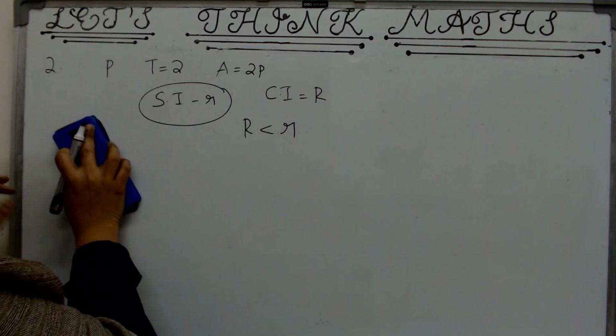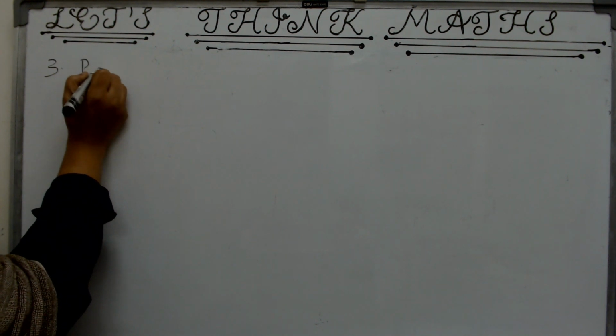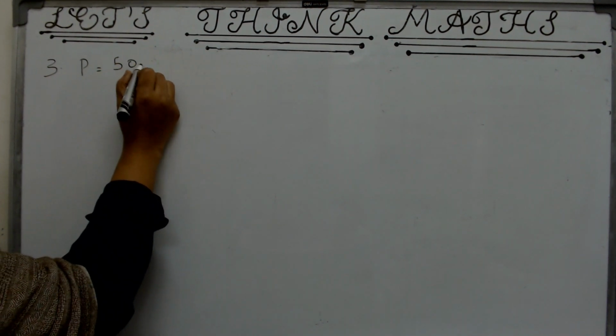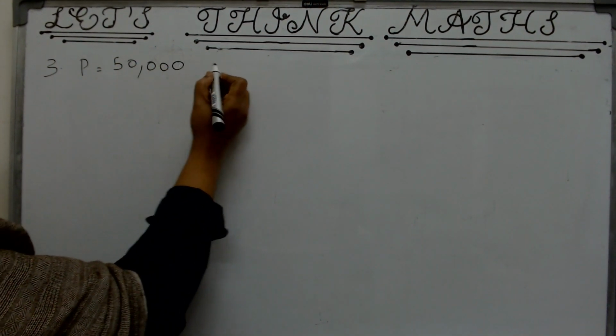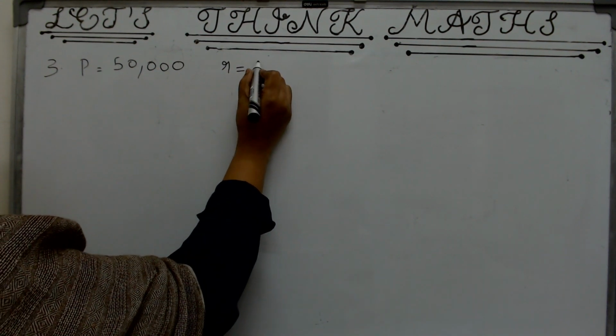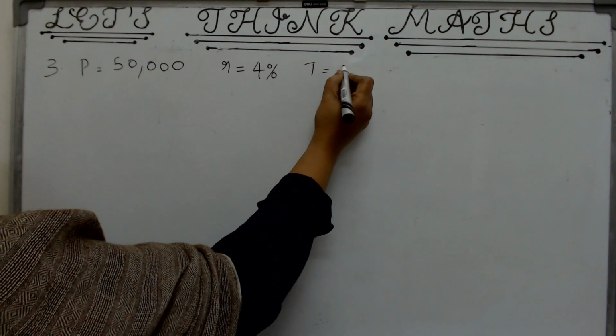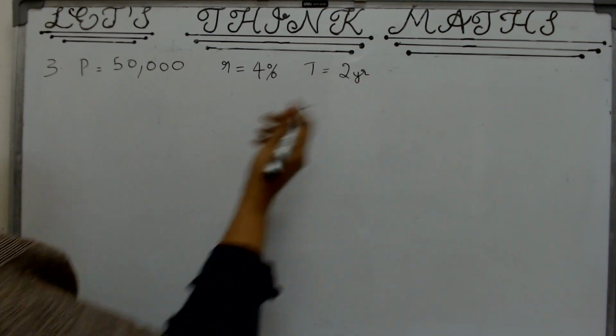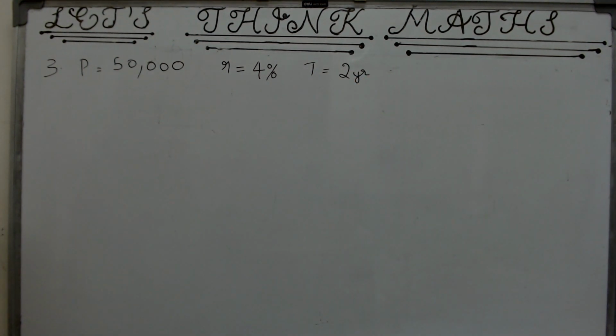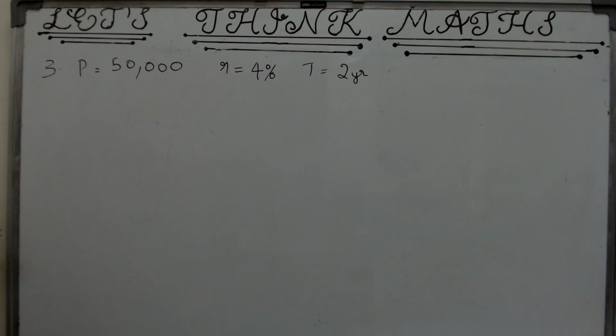So this brings us to our third question. Principal is given, it is 50,000, and rate is given, it is 4%. The time period is given, it is 2 years, and it is given that it is compounded annually. Then what is the compound interest in this? So that is what we have to find out.